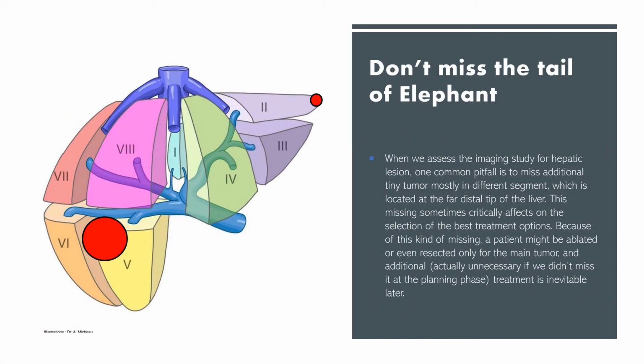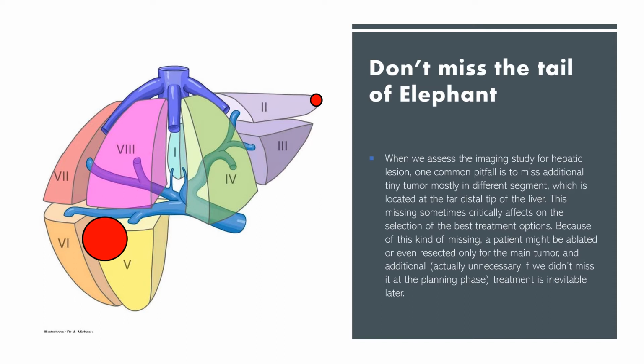When you assess the imaging study for hepatic lesions, one common pitfall is to miss an additional tiny tumor, mostly in different segments, which is located at the far distal tip of the liver. This missing sometimes critically affects the selection of the best treatment options.